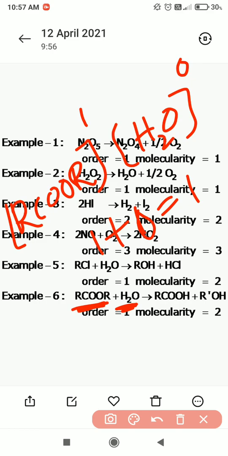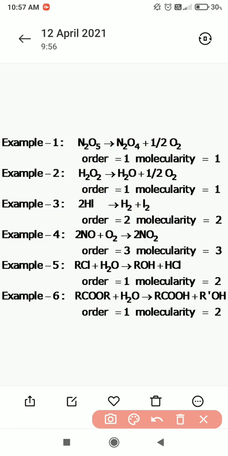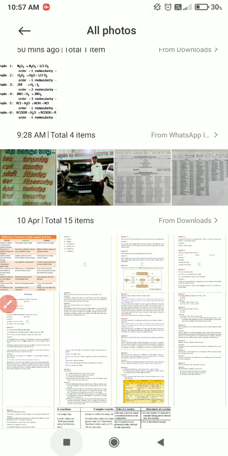And what is the molecularity? 2 reactants participate in that chemical equation. So the molecularity is 2, right? So these are the order and molecularity of the reactions.